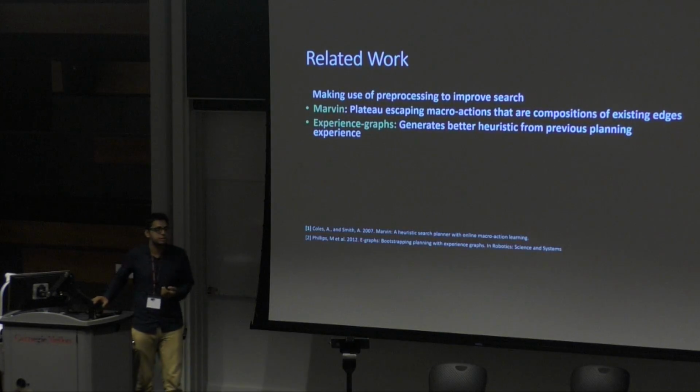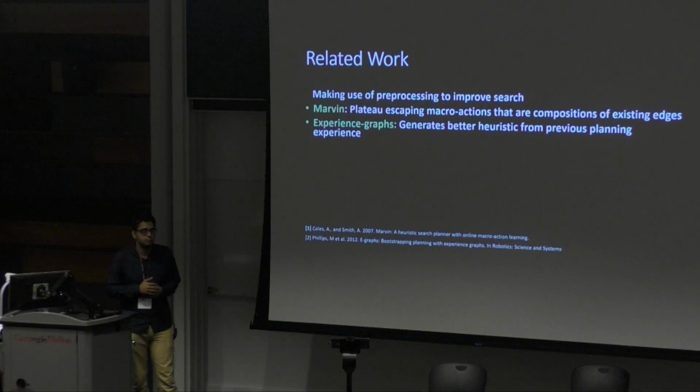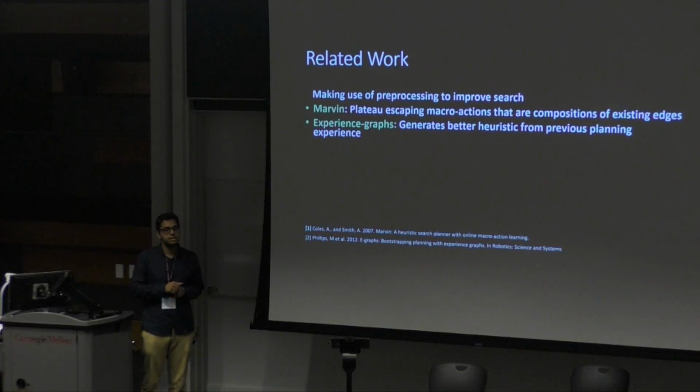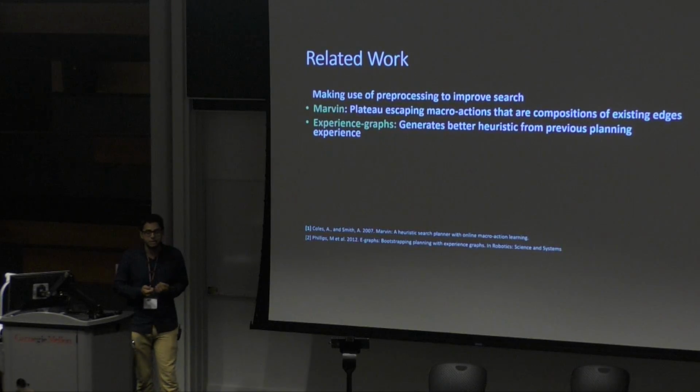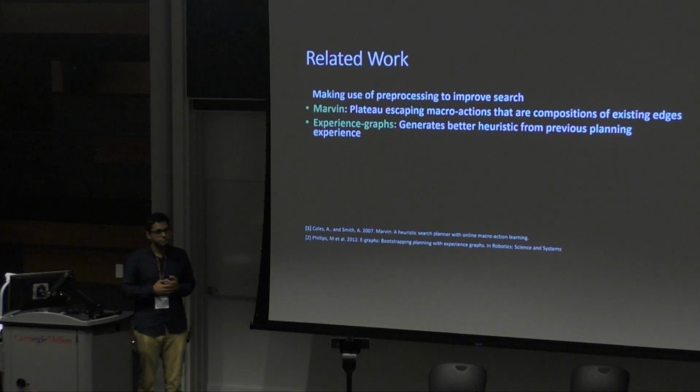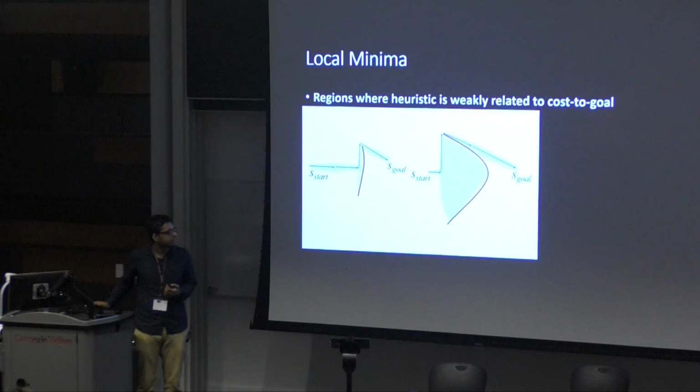There has, of course, been some work in this area. The closest to our work is Marvin, which learns plateau-escaping macro actions. Our work is different in the sense that we add new edges to our search graph, rather than these edges being compositions of existing edges of the search graph. Similarly, we have experience graphs, which create a heuristic that biases the search towards previously generated paths.